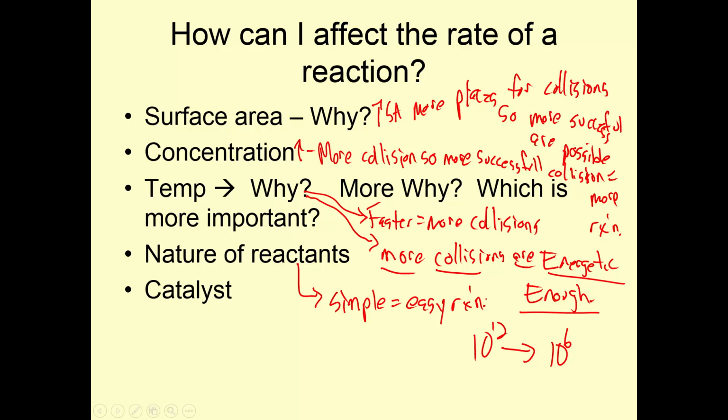Nature of reactants, simple equals easy reaction. If I want to build a house, it's easier to build a house out of bricks than it is out of pentagons. That's not a pentagon, but you can do. And a catalyst speeds up a reaction. New mechanism, move faster.